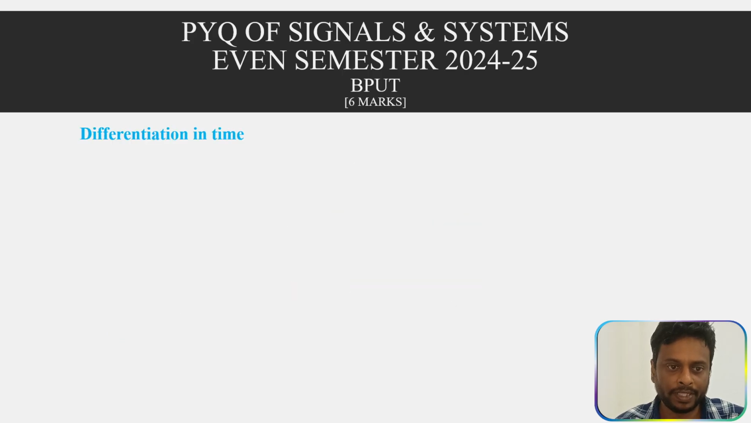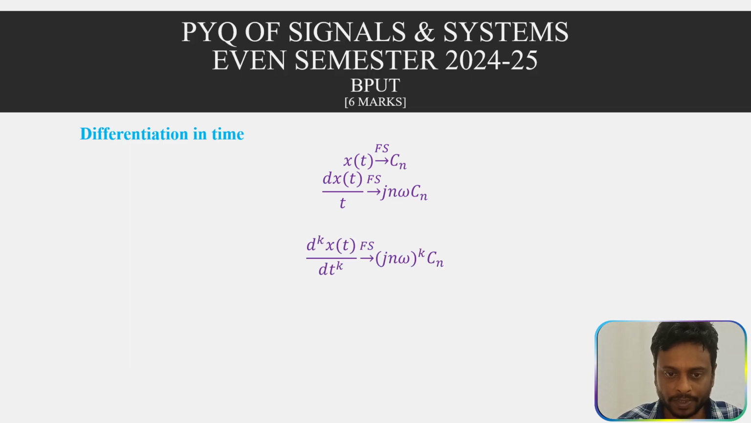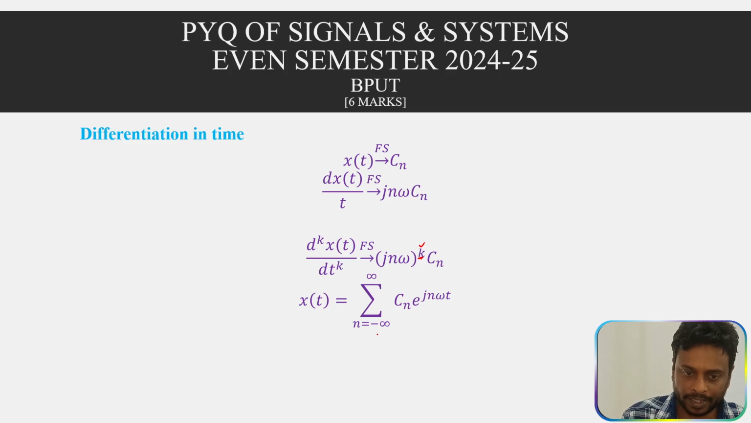Now differentiation in time. So x of t, the Fourier series coefficient is Cn. Then dx(t)/dt, the Fourier series coefficient is jn omega into Cn. Or d^k x(t)/dt^k, the coefficient will be (jn omega)^k Cn. So let us check that. x of t equal to the summation from minus n to plus n of Cn e to the jn omega t, this is the Fourier series.